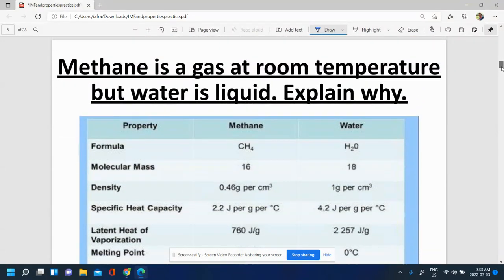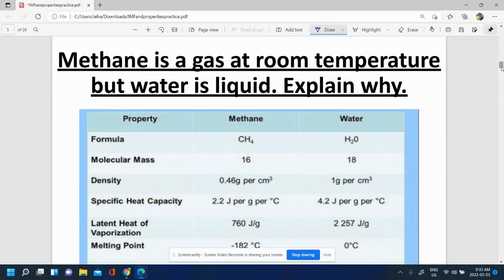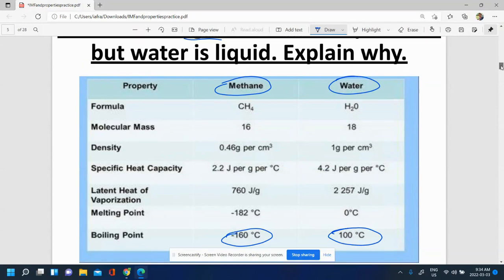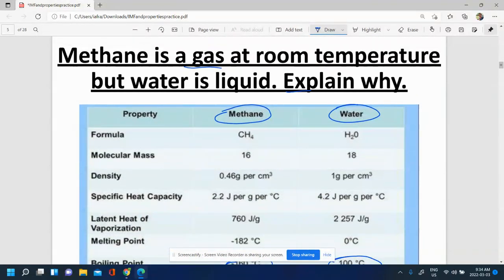So here we have a great question. It's a great introductory question to explaining properties using intermolecular forces. So we have methane, which is a gas at room temperature. And then we also have water, and that's a liquid at room temperature. And so you'll notice that can be explained by their boiling points, essentially. You have methane negative 160, water 100 degrees Celsius. So water boils at a significantly higher temperature than methane. And you have to explain why that is using data from the table here.